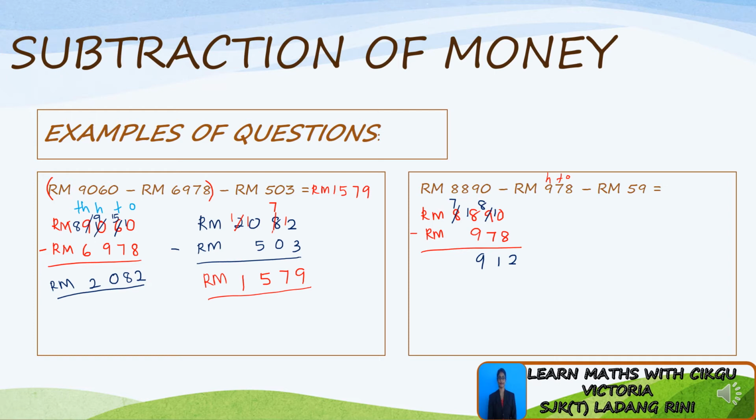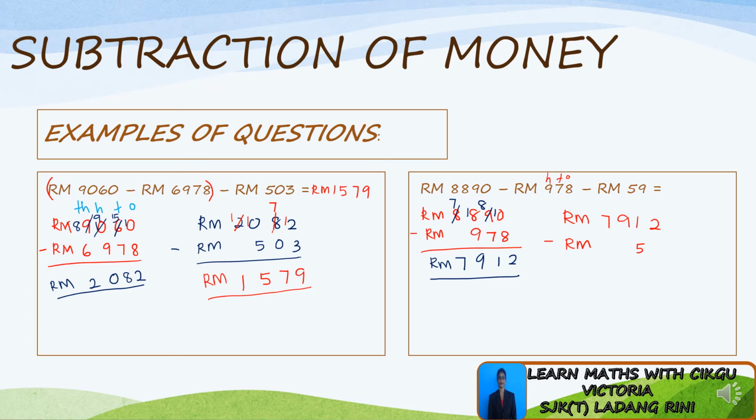Just 7, there is no number to minus from this 7. Okay, 7 will be copied down here, and then your answer will be 7,912 ringgit. From this answer you need to minus 59 ringgit.